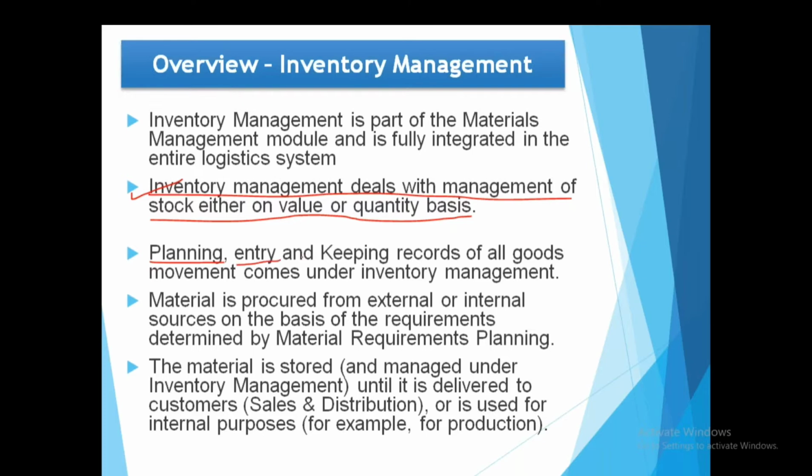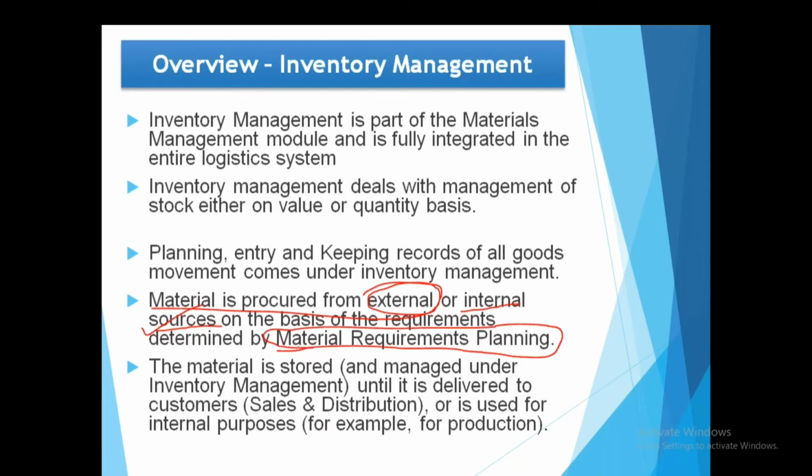Planning, entry and keeping records of all goods movement comes under inventory management. So how you are planning your goods movement, how you are entering it, how you are keeping the records, all those things come under inventory management. Normally in the industry, a material can be either procured externally, from suppliers or vendors, or it can be produced in-house, with internal resources. This planning is normally done by MRP, which we discussed in our previous classes. From that MRP, you will either produce the materials or procure them from the suppliers.